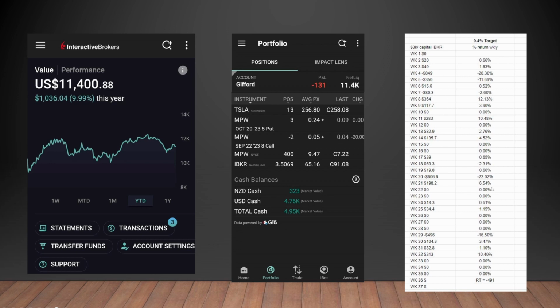So I'm still learning pretty much the options game. You can see here RT is the running total, and I'm actually down $491. So that's not that great. But the reason why I'm up 10% is basically because my stock has recovered for the ones that I have bought, mainly Tesla in this case.